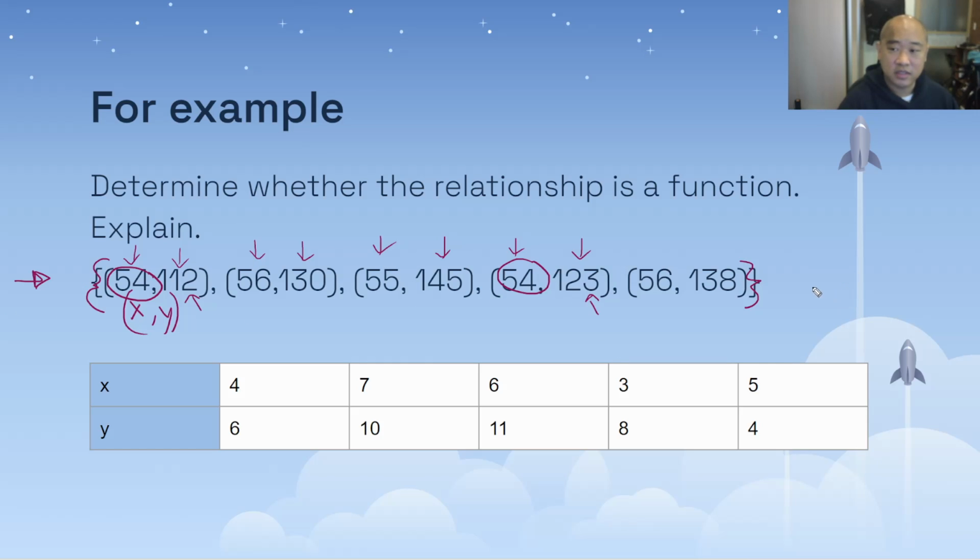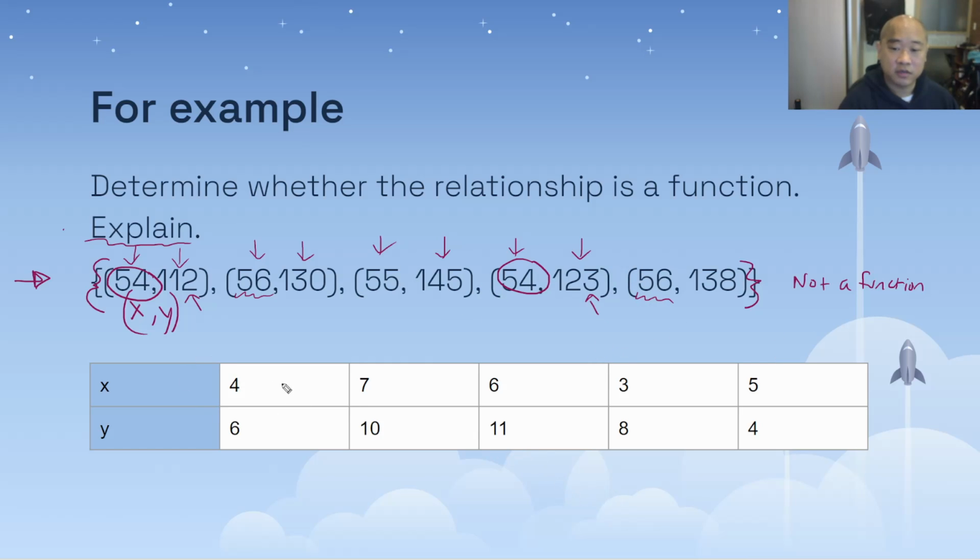So this is not a function, and it asks you to explain, because the input value of 54 outputs two different numbers. Also, if you look here, 56 also outputs two different values, 130 and 138.